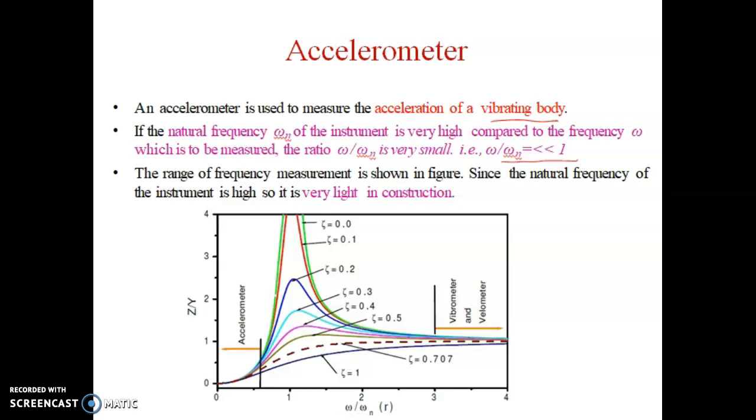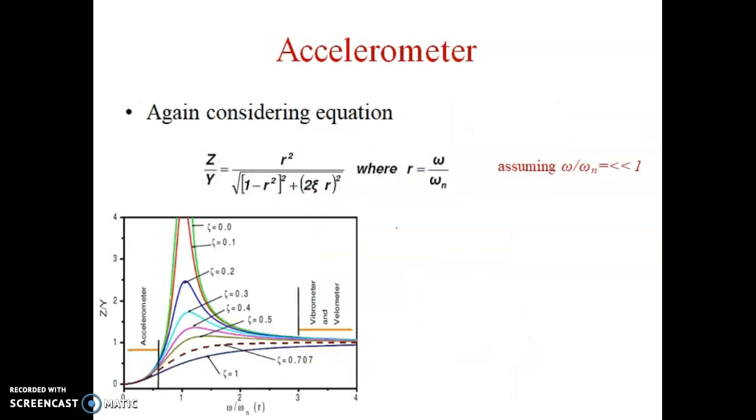So the range of frequency measurement is shown in this figure. So we know that the vibrometer has a range like this, but the accelerometer has an omega by omega n ratio that is very small. So the range of accelerometers is here. Since the natural frequency of the instrument is high, it is very light in construction.